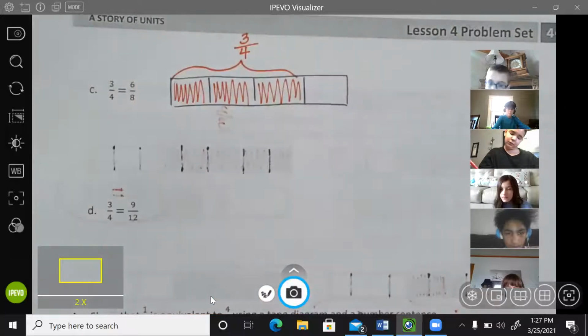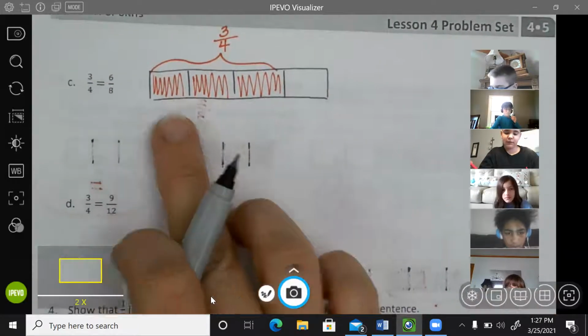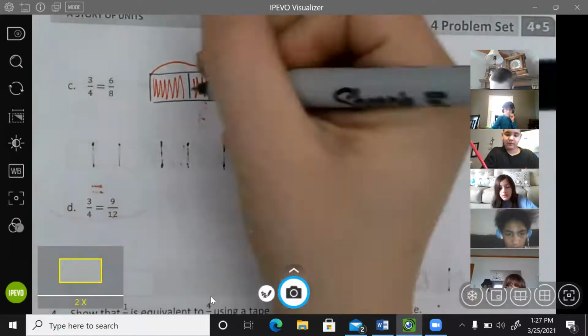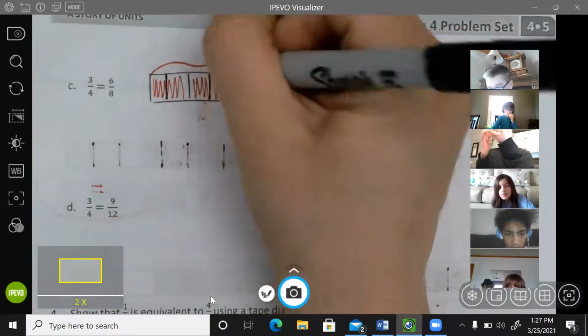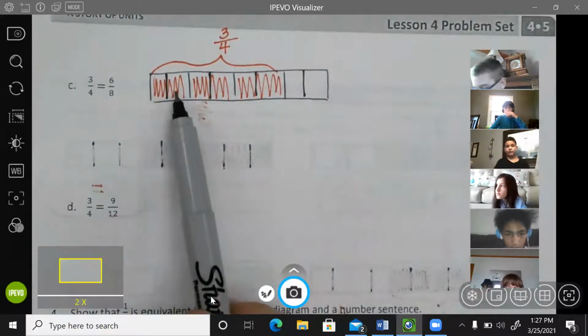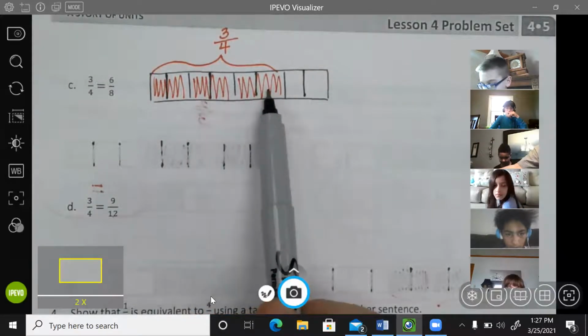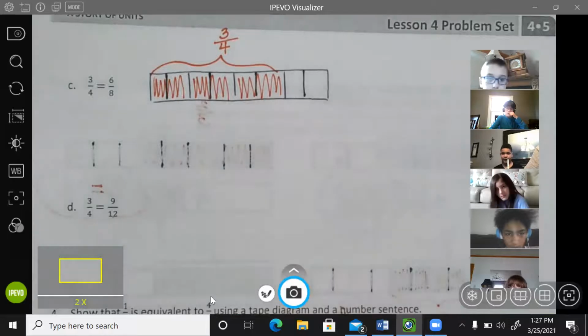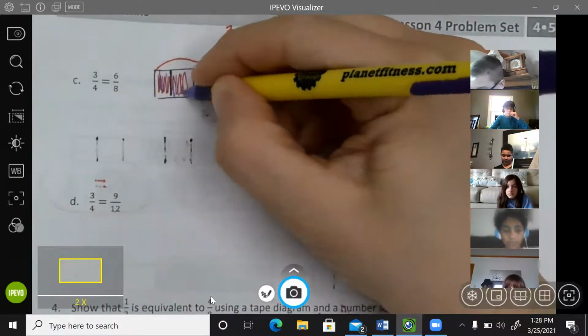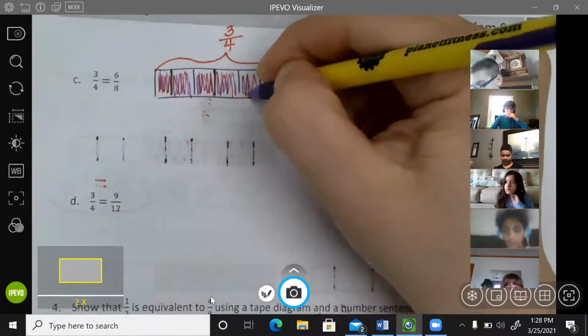Now I need to show 6/8. What can I do to this tape diagram to now show 6/8? Go ahead, Finn. Cut each rectangle in half. There's one cut. There's another. 2 more. So now I have 1/8, 2/8, 3/8, 4/8, 5/8, 6/8, 7/8, 8/8. Finn, how many do I need to shade purple to show 6/8? 6 of them. 1, 2, 3, 4, 5, 6.